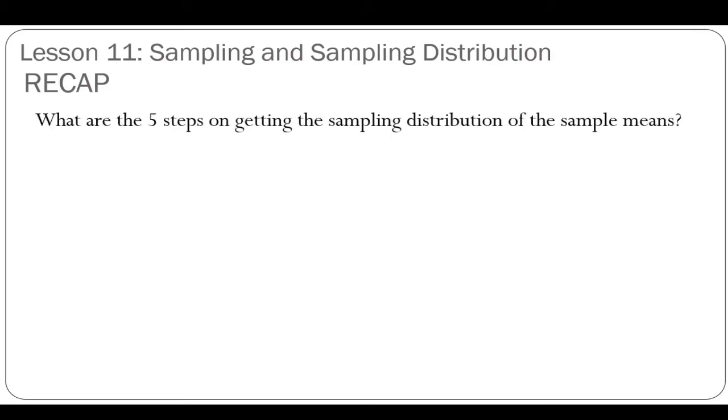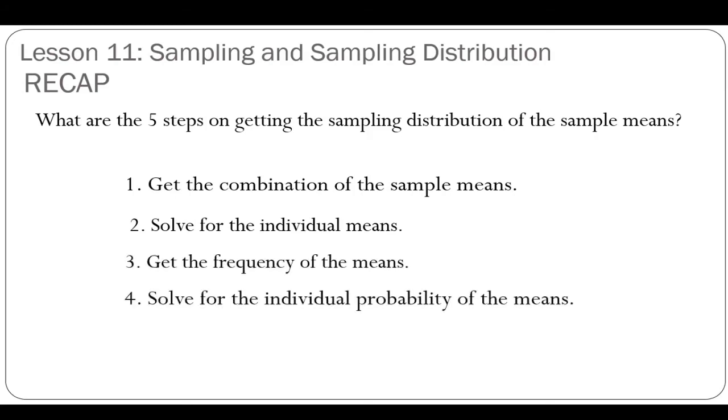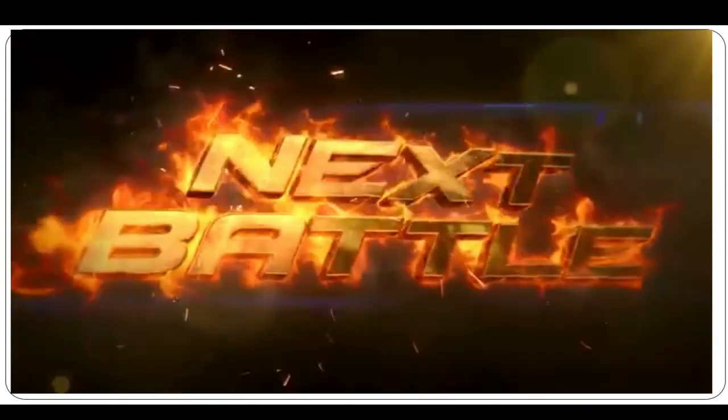Now, let's have a recap on what I just taught you. What are the 5 steps on getting the sampling distribution of the sample means? So, ano yung unang step? Get the combination of the sample means. Pangalawa, solve for the individual means. Then, we get the frequency of the means, solve for the individual probability of the means, then we create the histogram. So, nakuha ba? Okay, good. Practice na tayo. Get ready for the next battle.